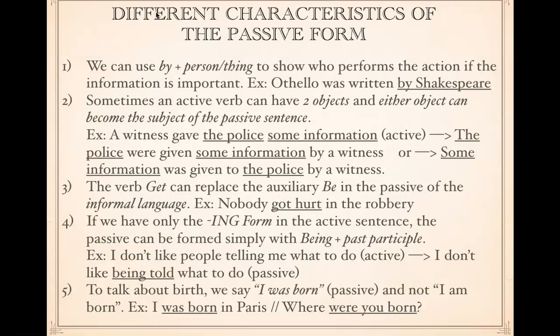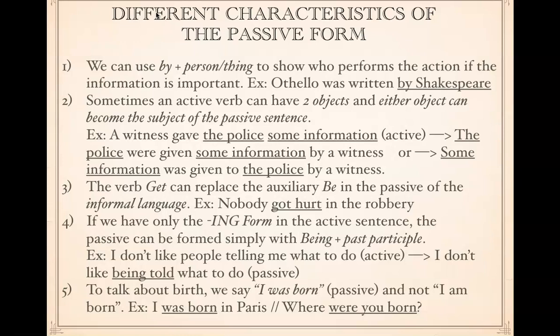Then, if we have only the -ing form in the active sentence, the passive can be formed simply with "being" followed by the past participle of the verb. So, for example, if the active sentence is "I don't like people telling me what to do," the passive becomes "I don't like being told what to do."